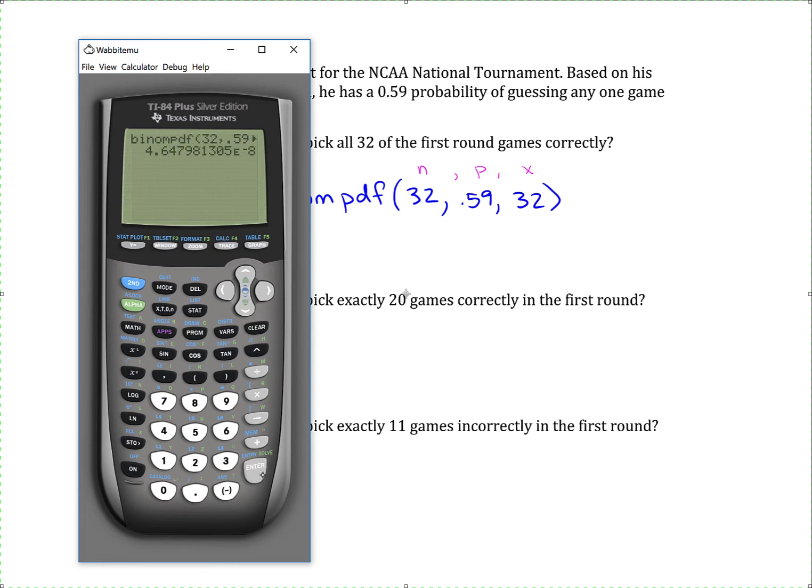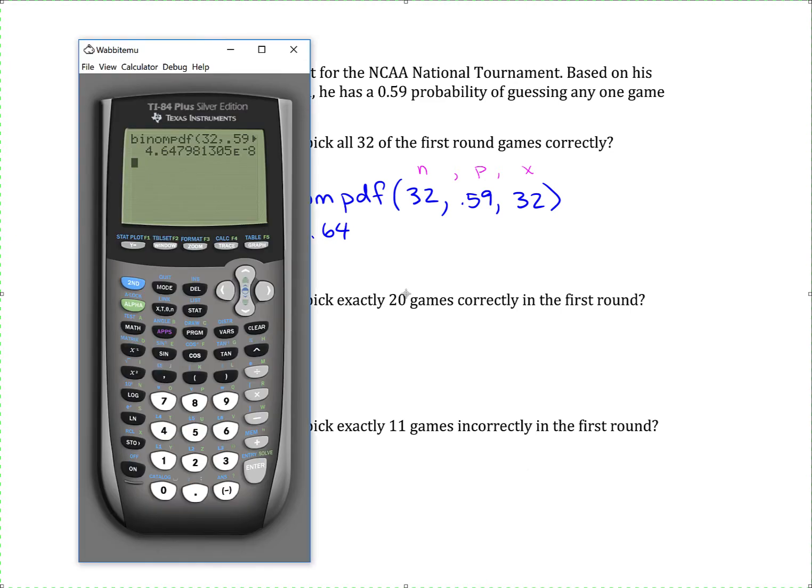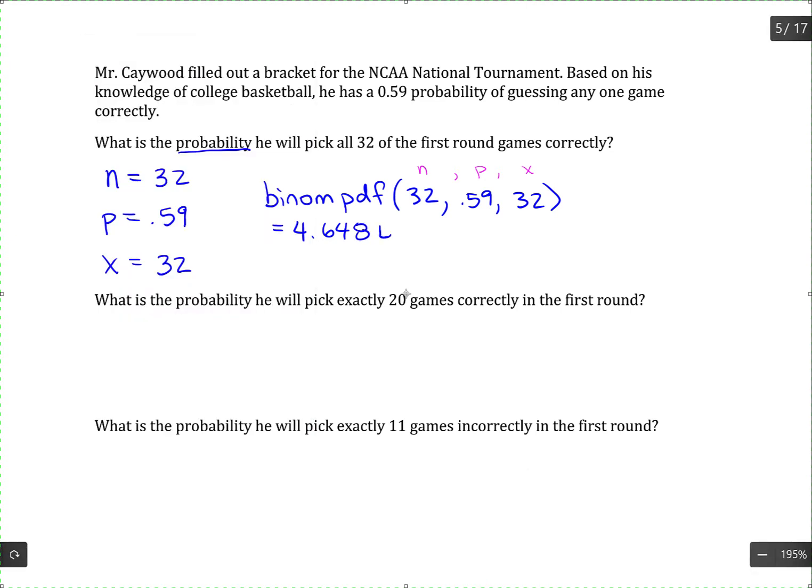Now, this answer might look a bit strange. Probabilities are numbers between 0 and 1, of course, but here we have 4.64. The reason that we have a number this large is because it's actually in scientific notation. So this is really 4.647, I think it was. Well, it would round to 8. I'll put an 8. And then e negative 8.